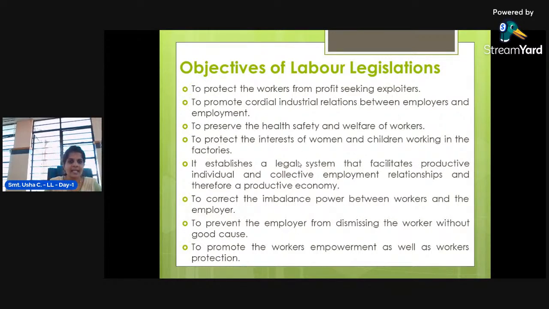Next is to protect the interest of women and children working in the factory.